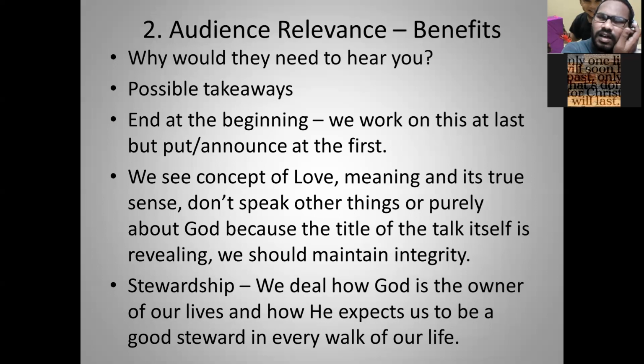Today we are going to see the concept of love, its meaning and its true sense. Then the audience will understand, okay, from this talk I'm going to understand the concept of love and its true sense. And if it is a believer setting, they'll understand that the speaker is going to speak that God is the owner of our lives, and God expects us to be a good steward in every walk of our life. So this is my takeaway. This is my result, the end product, that I am telling at the beginning.